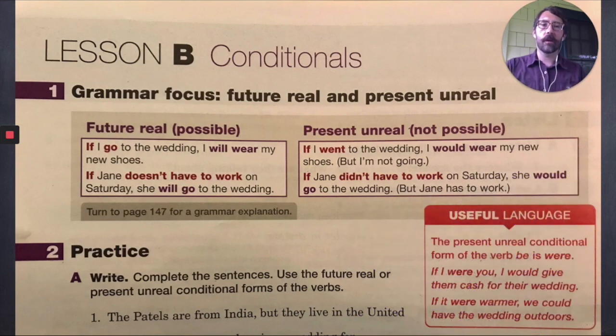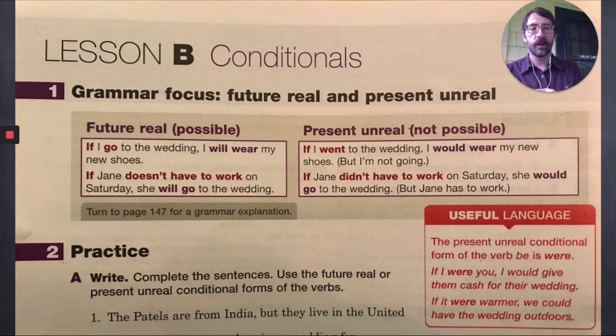Let's compare it to the present unreal. If Jane didn't have to work on Saturday, she would go to the wedding, right? But Jane has to work. It's not even possible for Jane to go to the wedding because she has to work. So this is not a possibility. This cannot happen. This is an imaginary statement. This is a pretend statement. So if she's pretending, if she did go, this is what she would do. She would go if she didn't have to work. If she was free, this is what she would do. She would go to the wedding.